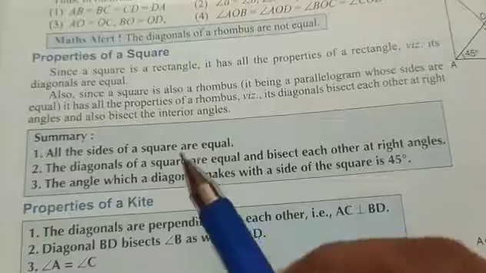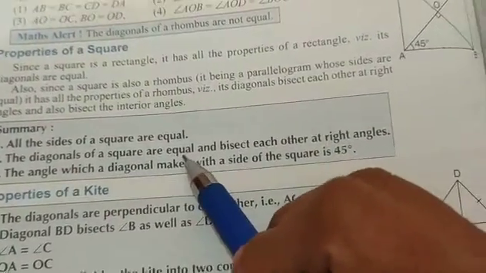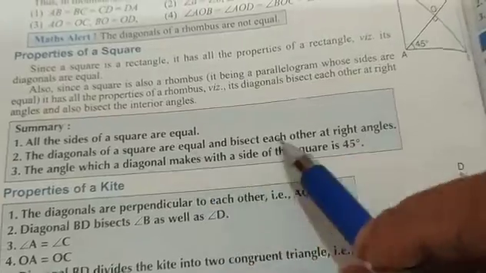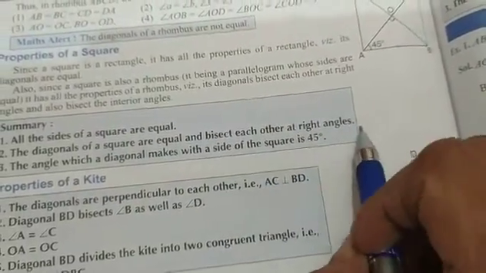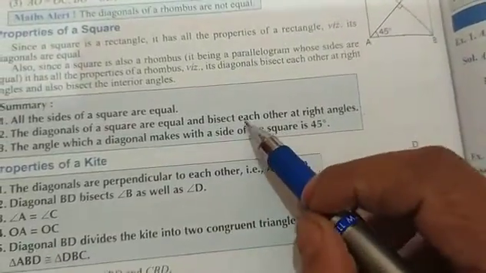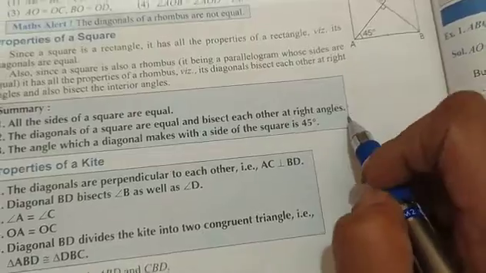Now properties of square. All the sides of square are equal. The diagonals of square are equal, as well as in rectangle, and bisect each other at right angle. This property is similar to rhombus. The diagonals of square are equal and bisect each other at right angle.